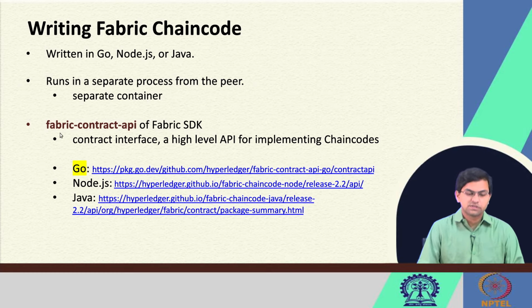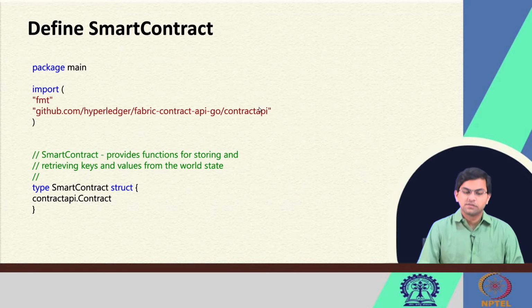However, you can use the Fabric contract API of the Hyperledger Fabric SDK from any of these languages. In Go, Node.js and Java, this particular SDK is available. So, let us actually start writing a smart contract and see how that works.